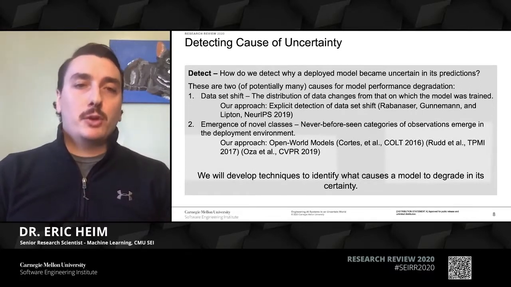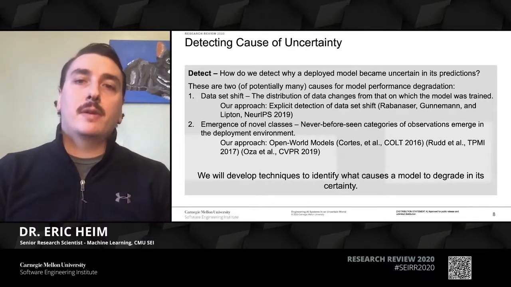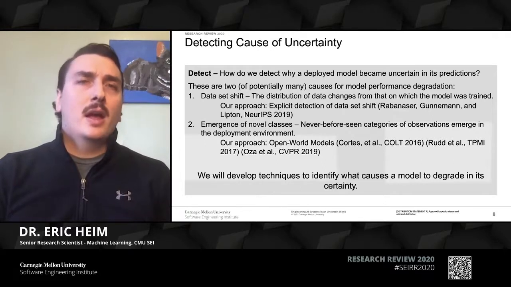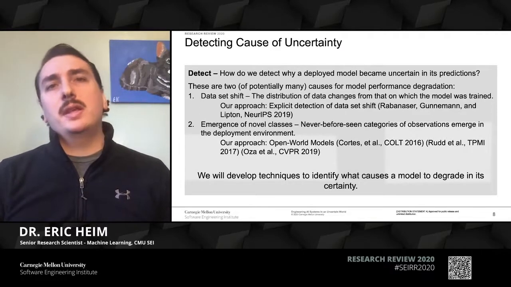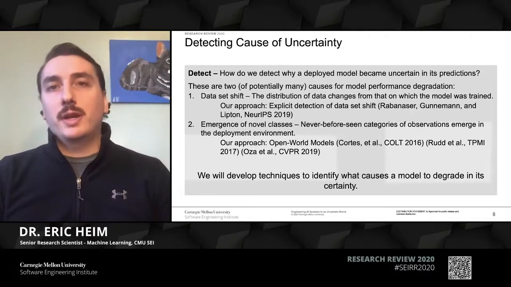And so we're looking at two of the potentially many causes of uncertainty that can cause this performance degradation, or this increase in uncertainty over time. One of them is data set shift. Basically, the distribution of data changes from what the model was originally trained on.